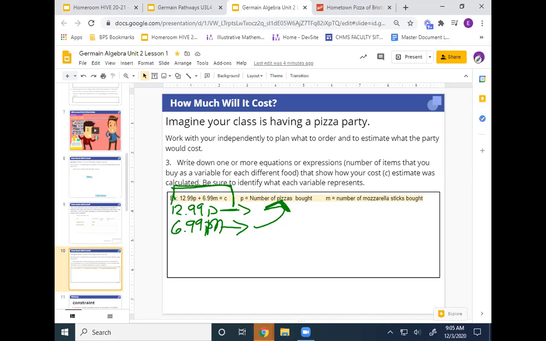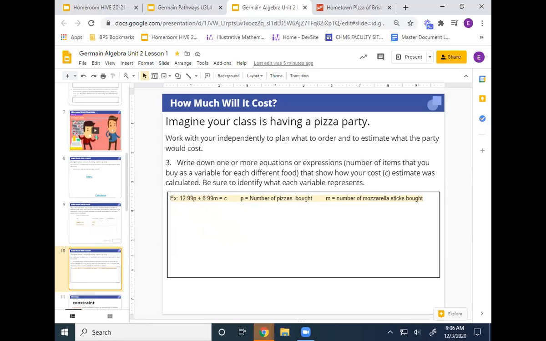This afternoon, when you're working at home, I want you to take 25 minutes tops to work on this. If it's taking you longer than 25 minutes, cut it off and you're good for the day. Okay? So you can get started to plan your pizza party.